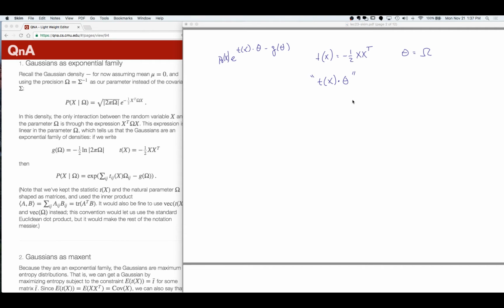All right, so t of x dot theta, that's this part right here, that's equal to minus 1/2 x transpose omega x. And so that is this part of the density. And then this part here, we're just going to capture as e to the minus g of theta.